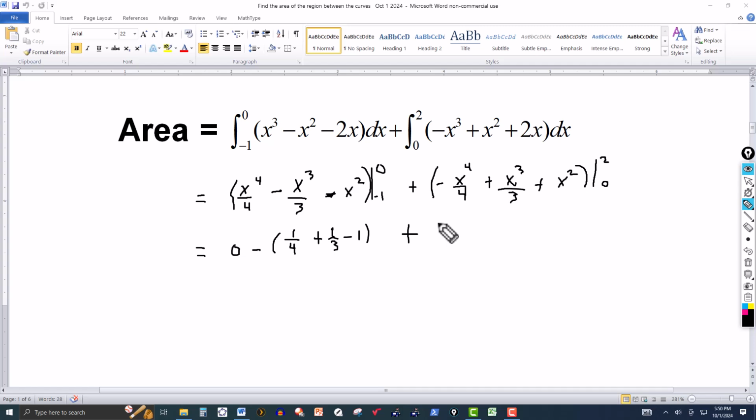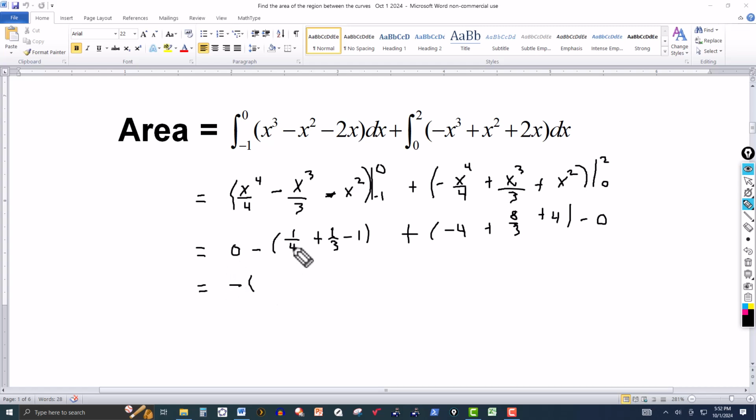The next one, evaluated at 2. This will be 2 to the 4th is 16 divided by 4. It's 4. And then I have the negative. Minus 4 there. And then 2 here, plus 2 to the 3rd is 8 over 3 then. 8 over 3, and then 2 squared is 4. And then it's minus the value at 0. Because they all have an x, that's just going to be 0. So this is going to be 0, then we get a minus here.